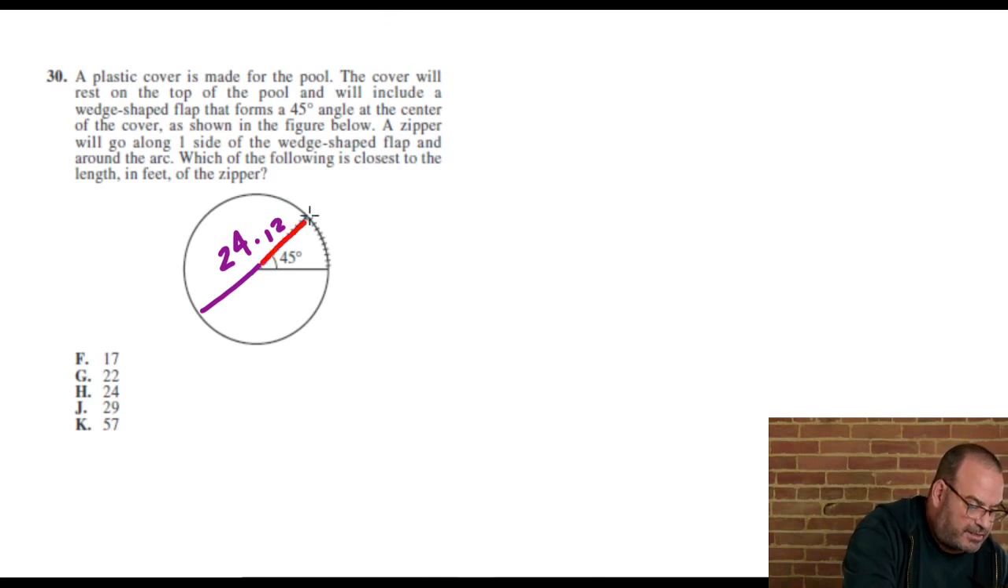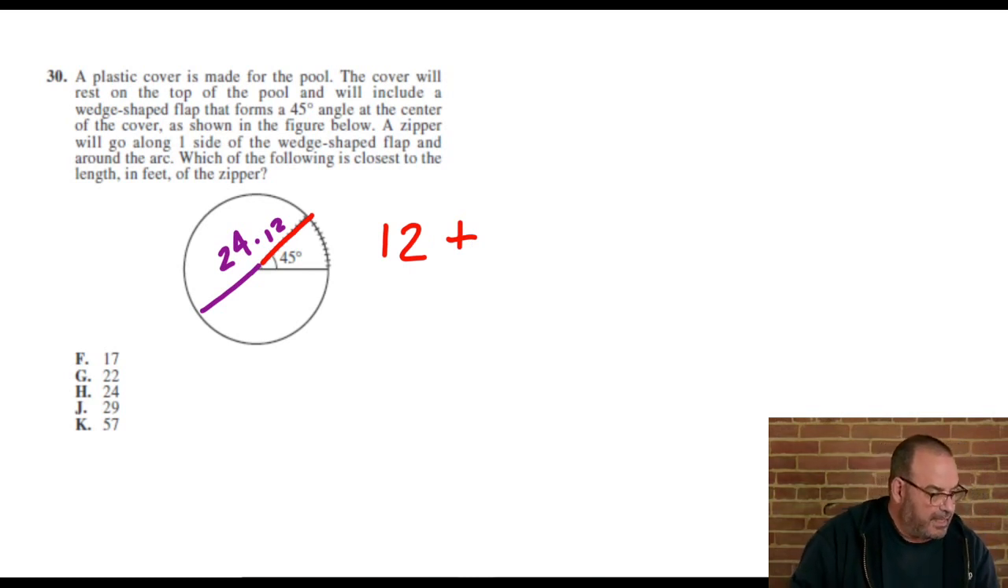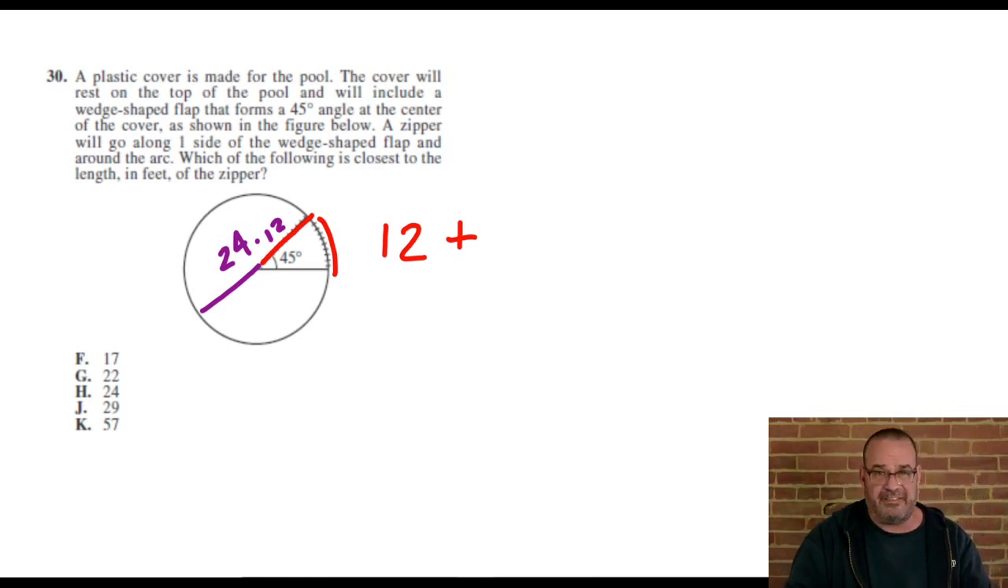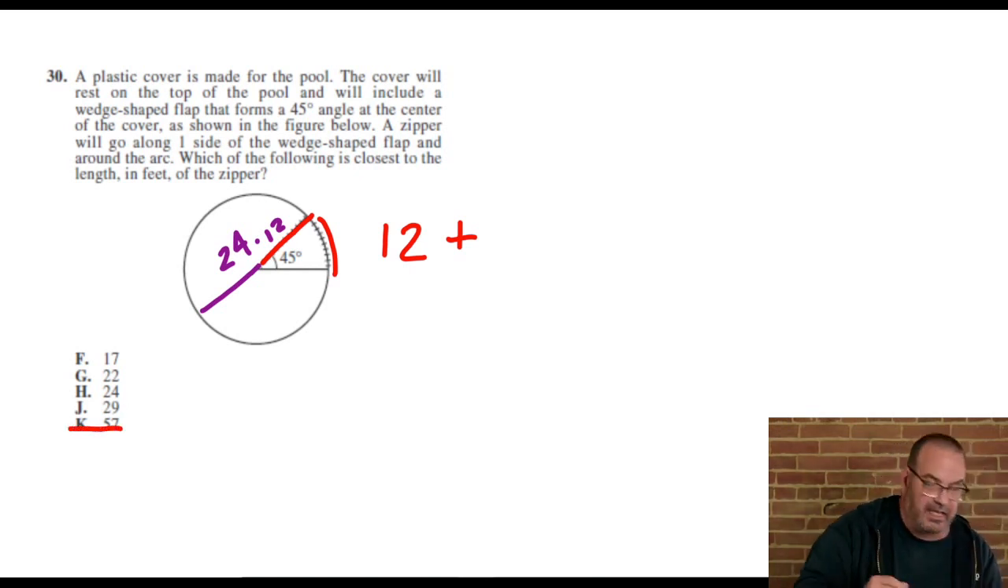So I've got the radius. So my answer has to be 12 plus a piece of the circle. Let's estimate right now. If this is 12 plus this piece, is it going to be 57? That's just insane. Is that the circumference of this? 2 pi r. What's 3 times 24? No, 72. But it's still way too big. 57 is ridiculous. I love to look at the answer choices and eliminate them.